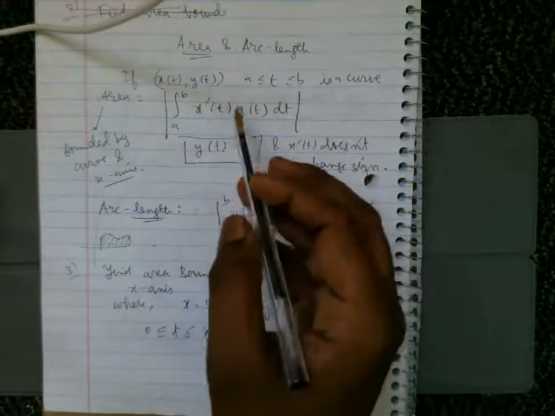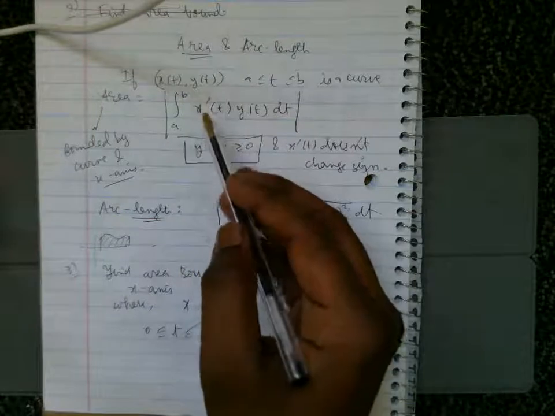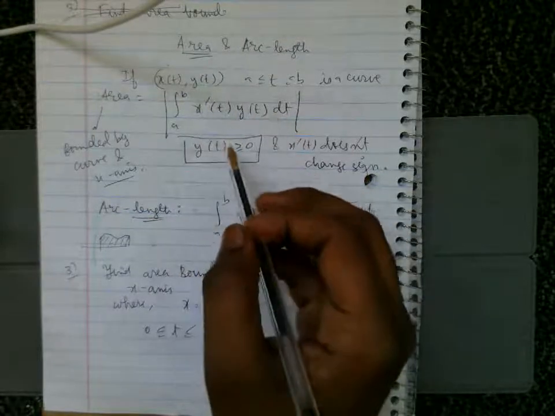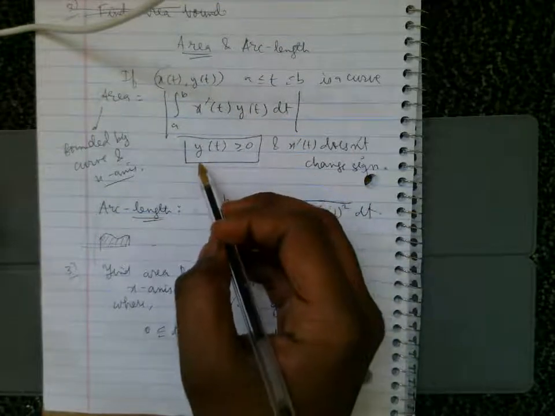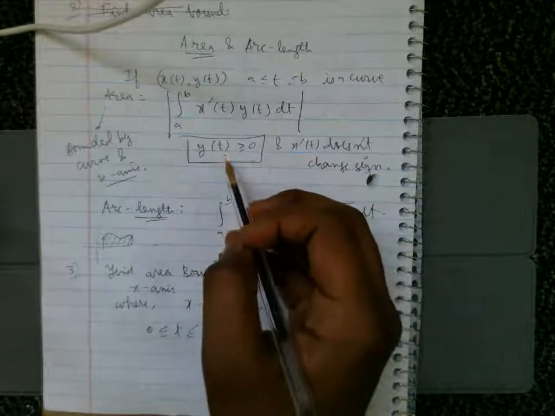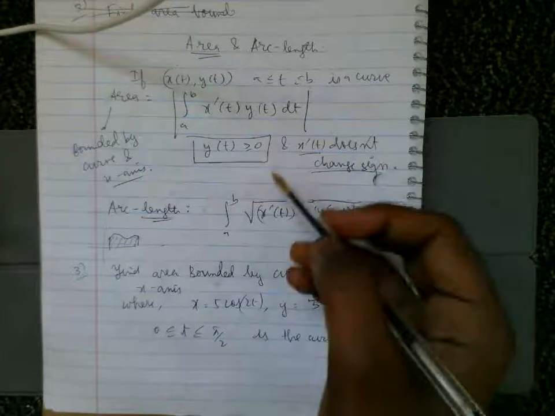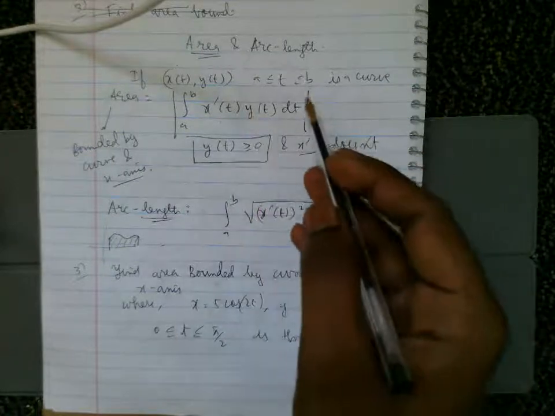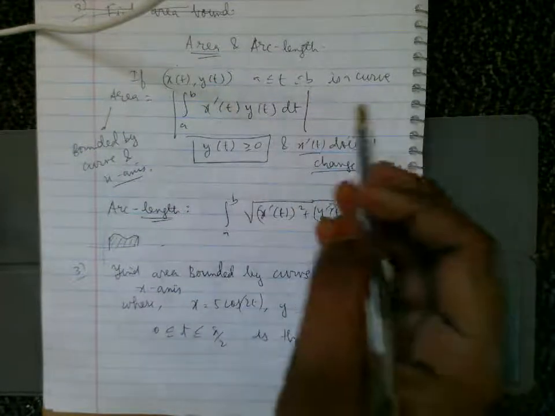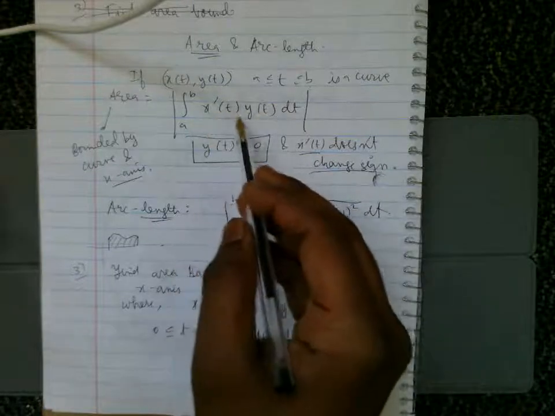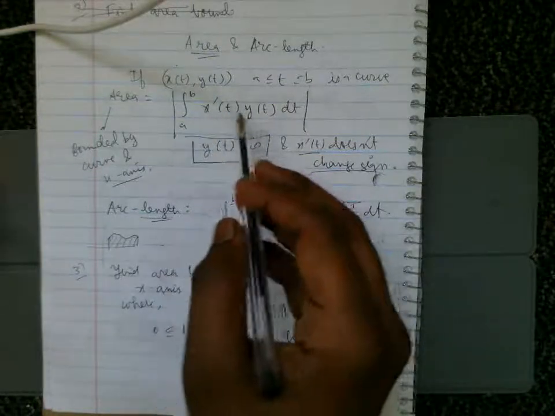And if x prime is positive, then you have to take integration from a to b x prime t y of t dt. So all of these are dependent on the condition that y of t has to be positive and x prime t does not change sign. If it changes sign at a particular point, you will have to take two chunks and add them, because this won't give you what you want.